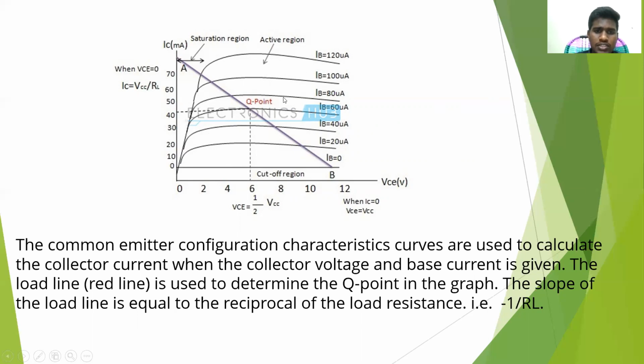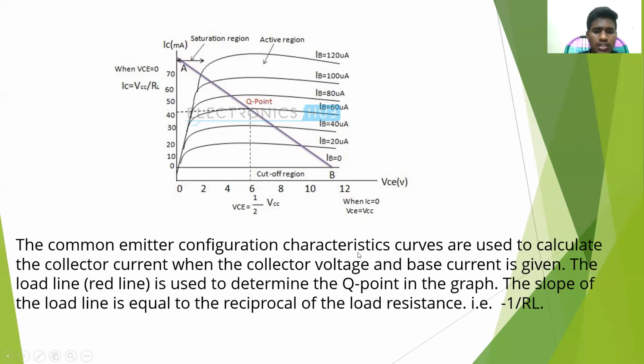This is the active region. This is the Q point. Whenever we apply some voltage and get some output voltage and output current, if we plot the values, then we will get the input current as IB of some value. This is the cutoff region. This is the load line. The region above the load line is the active region.